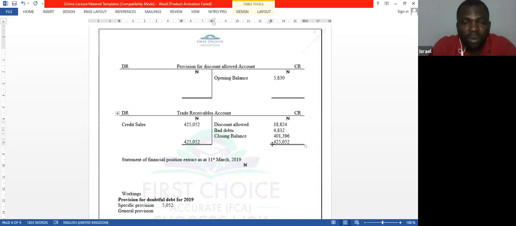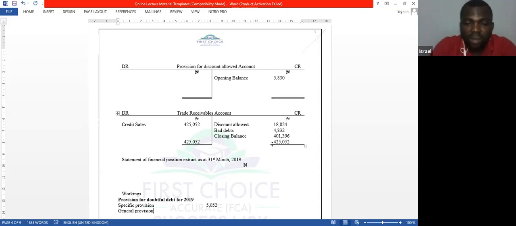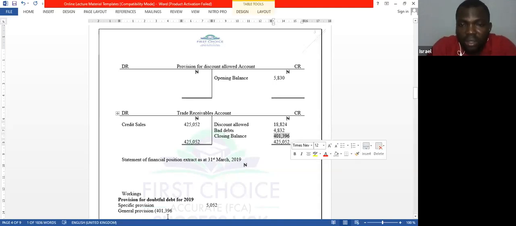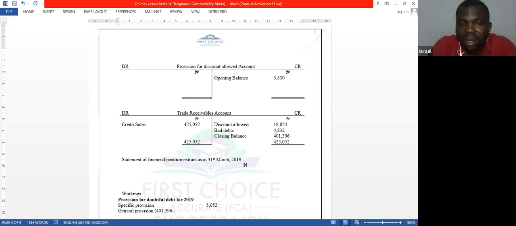So I'll come down to my workings position. Let's give this more space. I have my balance, which is 401,396. I'm picking my closing balance. After I've picked that, I need to reduce it by my specific provision. Then after I've reduced it, I can multiply it by my 1%.